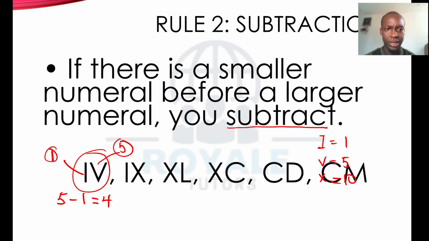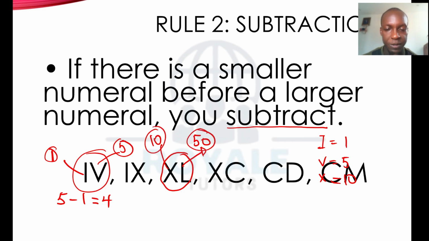Let's move on to the next one. Let's do XL. Remember, X is 10, and of course L is 50, from the first symbols that we looked at. So now I have 10 and I have 50. Remember this rule. If there's a smaller numeral before a larger numeral, what do we do? We subtract. And I told you when you want to subtract, you take the bigger numeral and take away the smaller numeral. In this case, we're going to have 50 minus 10, which is going to give me what? 40.